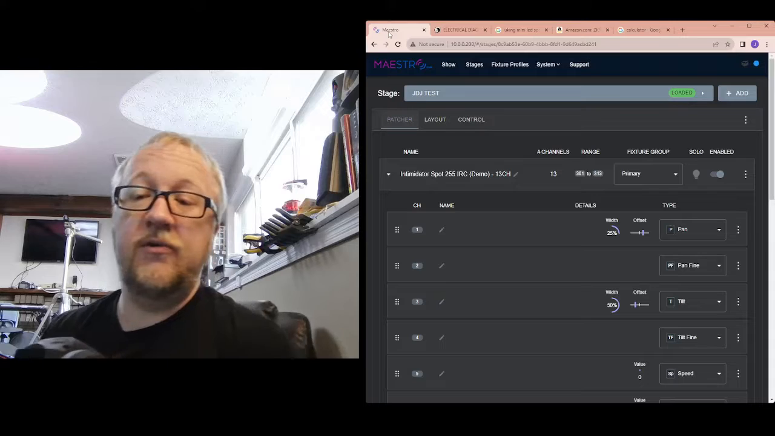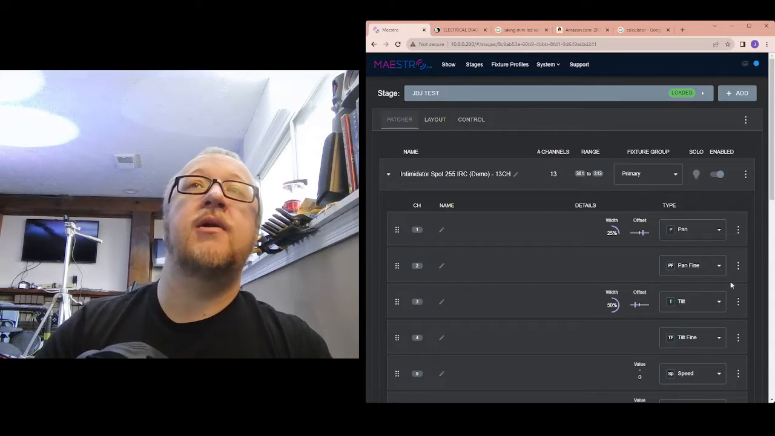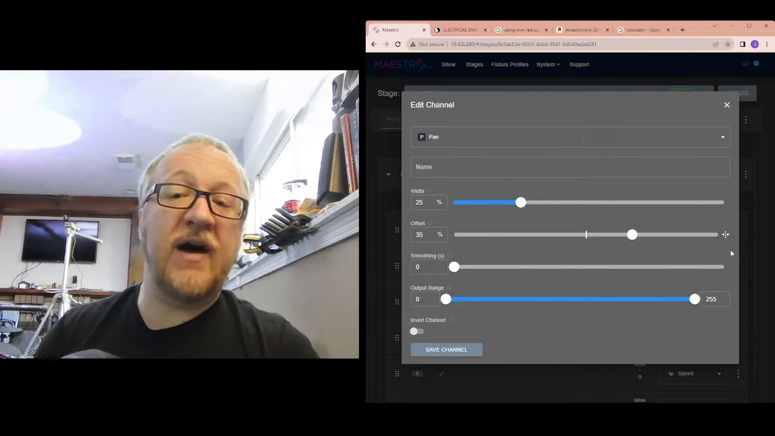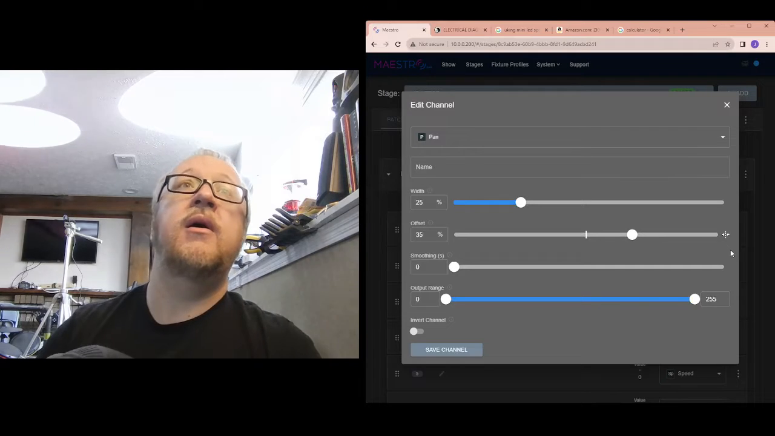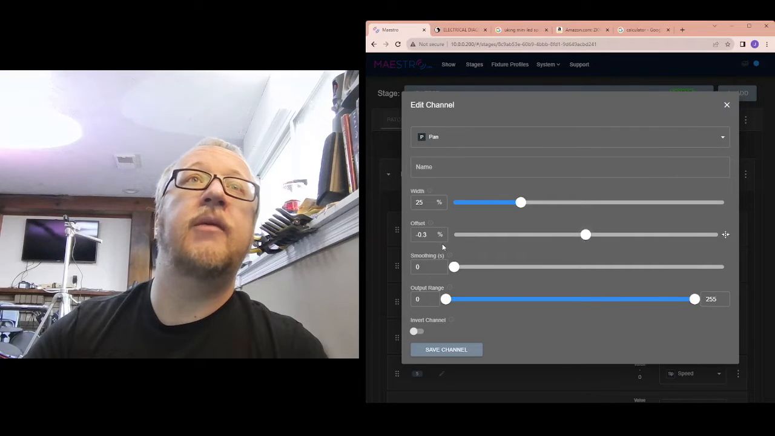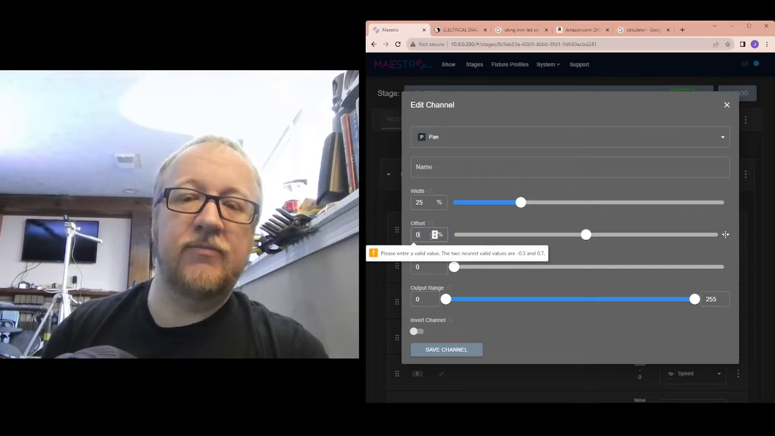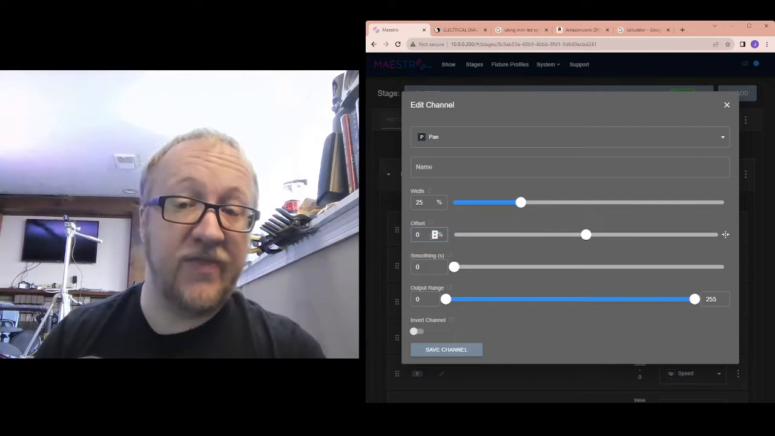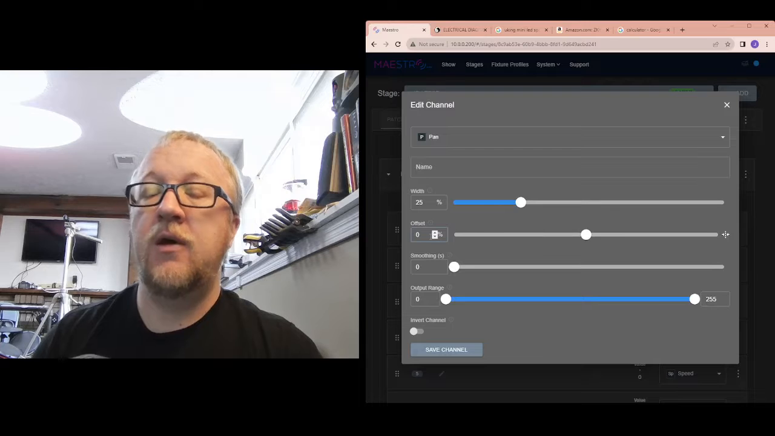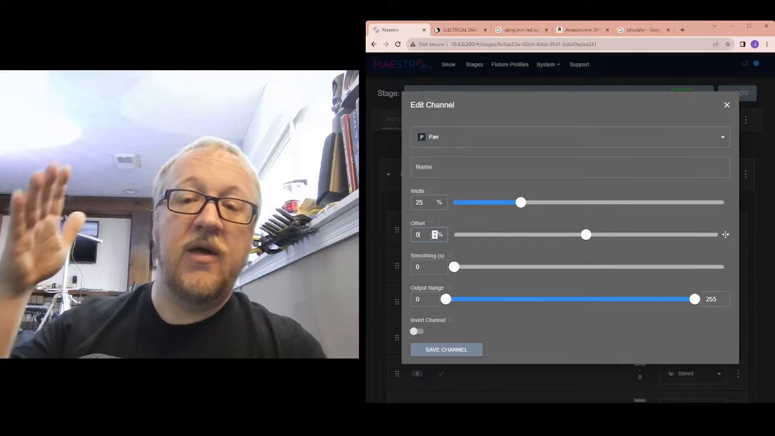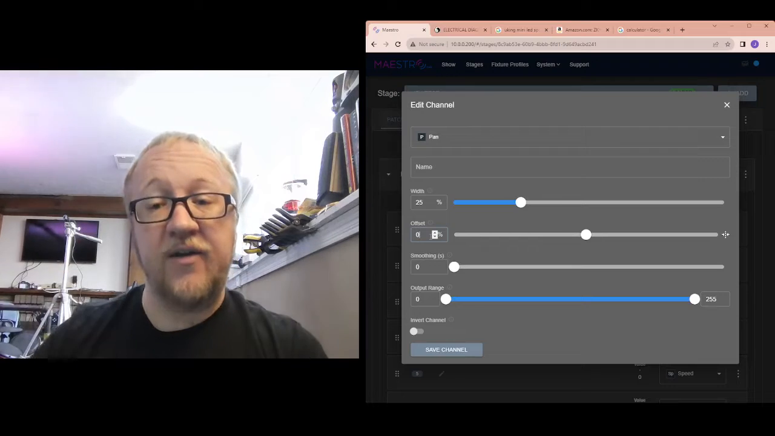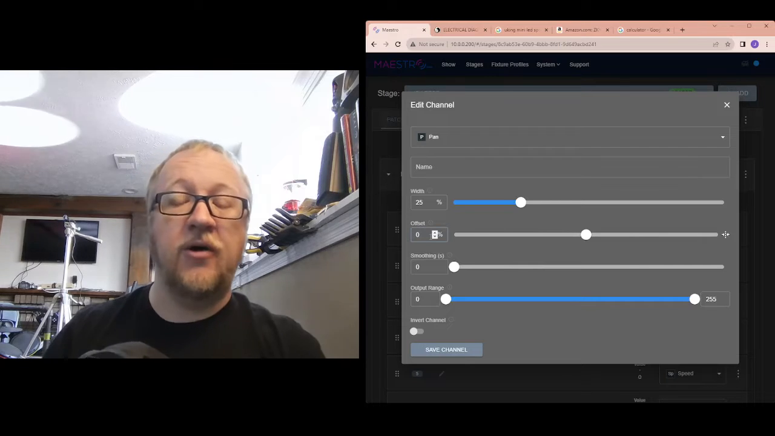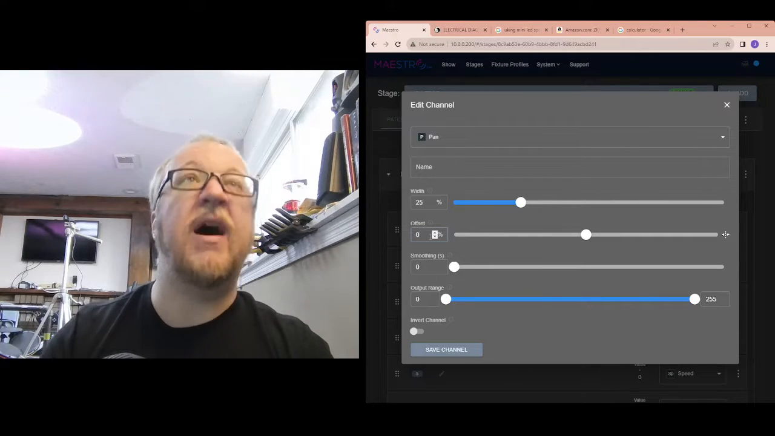So what happens when you set your widths and offsets? With regards to pan, if we edit this channel here, by default Maestro is going to do a 25% width on your pan, and your offset's going to be centered on 0. So that'll be just 0%. So what does that mean with regards to pan? When Maestro reduces the width, we'll look at the width specifically to start. What that's doing essentially is cutting down the amount of DMX values that Maestro is going to use for a range. So instead of sending 0 to 255, now it's only going to send 1/4 of those values.